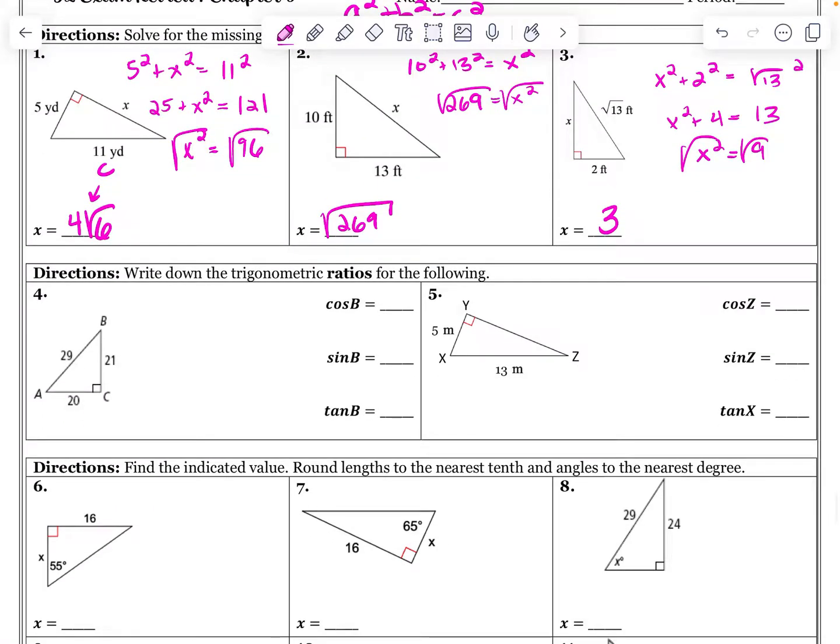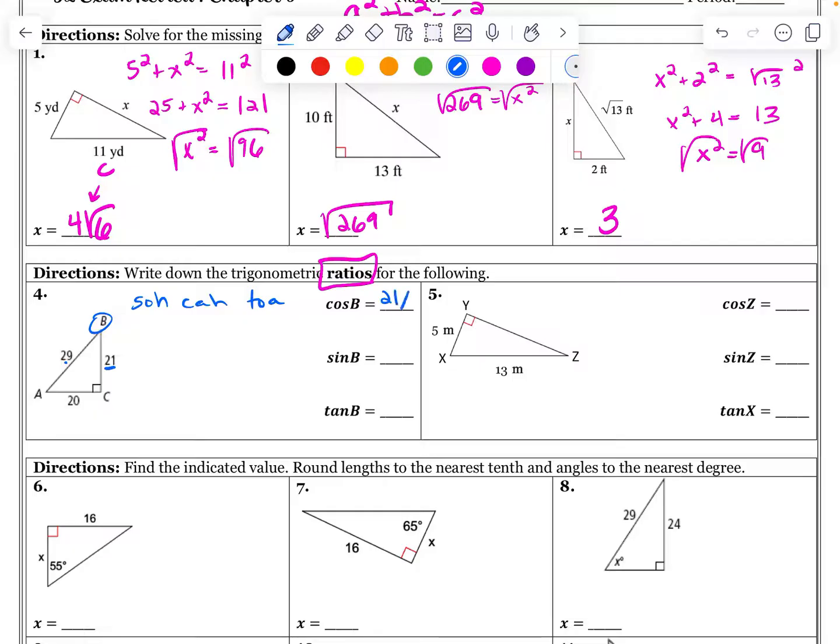All right, here, write down the trigonometric ratios. So a ratio is a fraction. That's all we're doing is writing down fractions. So remember SOHCAHTOA. Cosine of b is going to be adjacent over hypotenuse, so 21 over 29. The sine of b is going to be opposite over hypotenuse, or 20 over 29. And the tangent of b is opposite over adjacent, so 20 over 21.